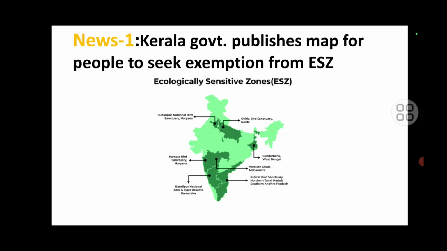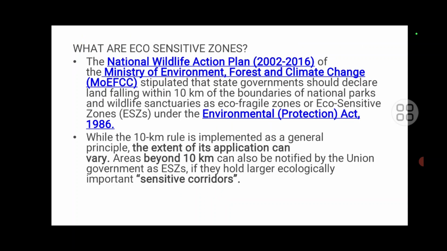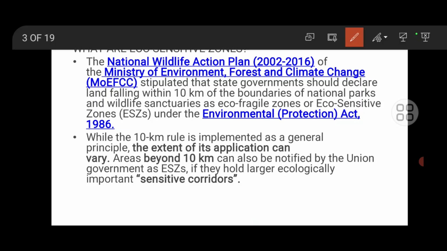Kerala government publishes map for people to seek exemption from ecologically sensitive zone. To start with, first you need to understand the prelims point of view: what are eco-sensitive zones? An eco-sensitive zone is a land within 10 kilometers of the boundaries of national parks and wildlife sanctuaries. That is said to be the eco-fragile zone or eco-sensitive zone. This comes under the Environmental Protection Act 1986. And who will declare? The state government will declare.